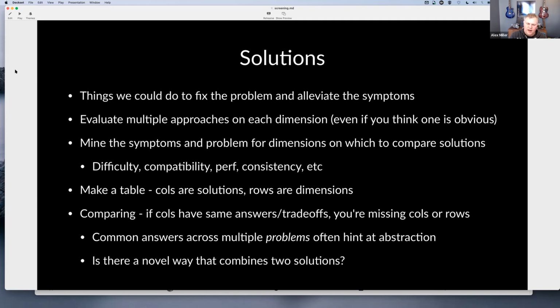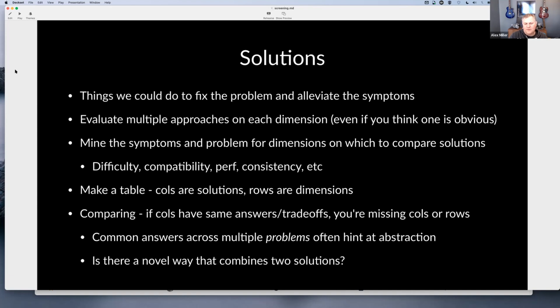I'm not going to get into a lot of description about that. But things you tend to look for are, if you've got two columns that have the same sort of answer for everything, then you're missing some differentiating dimension. So you need to add some rows. If they are equally good, or if there's something that's all good or all bad, you're probably missing dimensions.